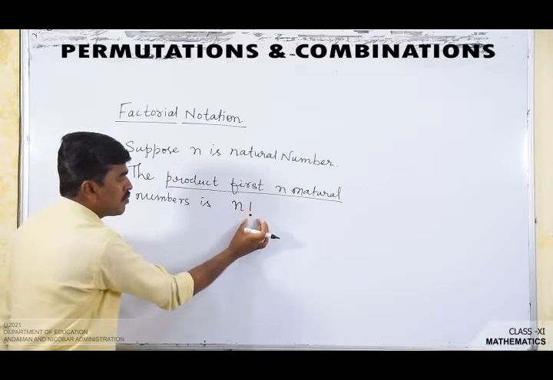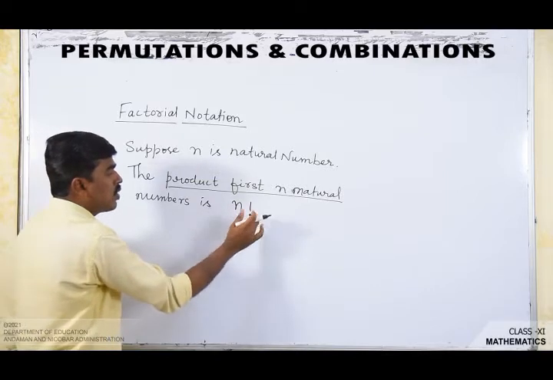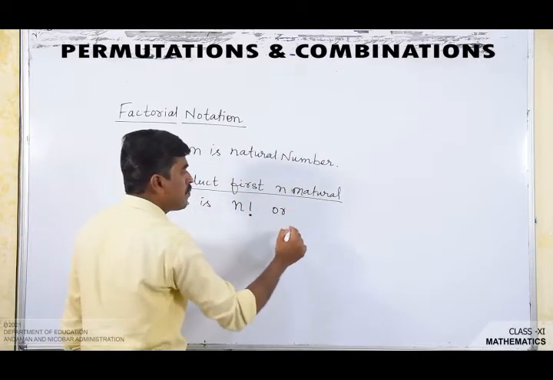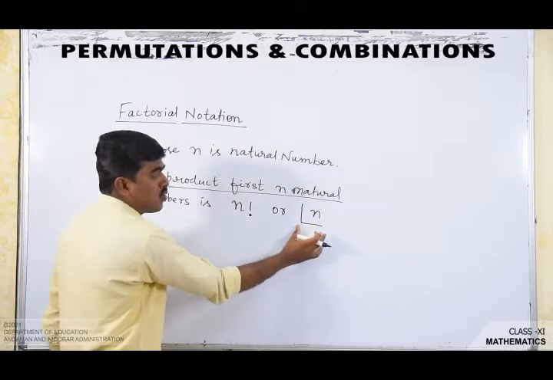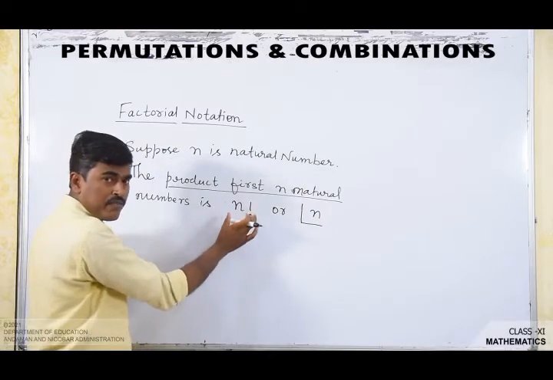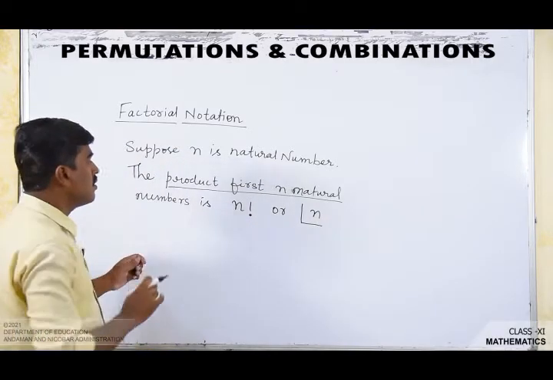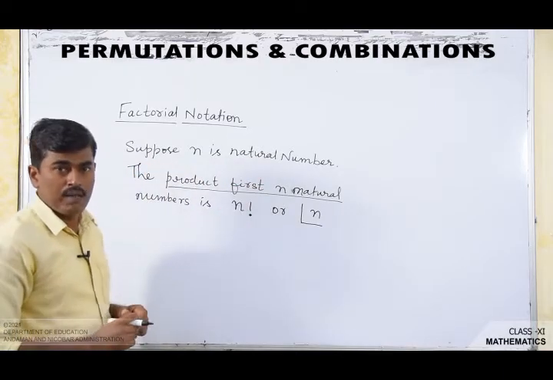This is the mark of exclamation used for the sign of factorial. So it is n factorial, or it can also be represented by this symbol and n. So this is meant by factorial n, n factorial or factorial n. So what is the meaning of this n factorial? The product of first n natural numbers.